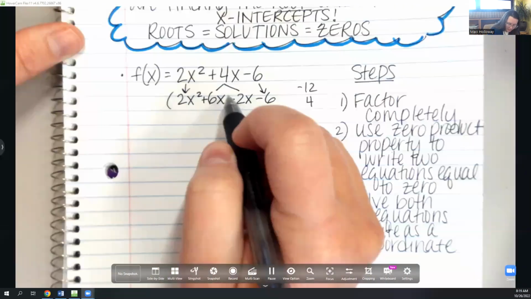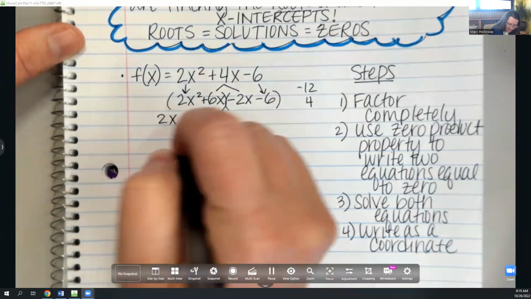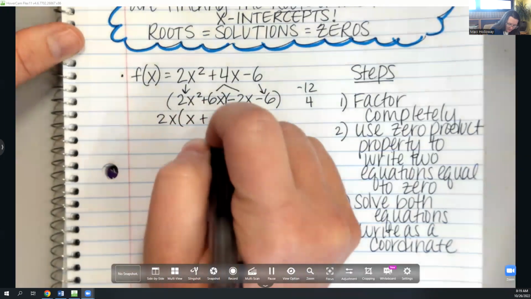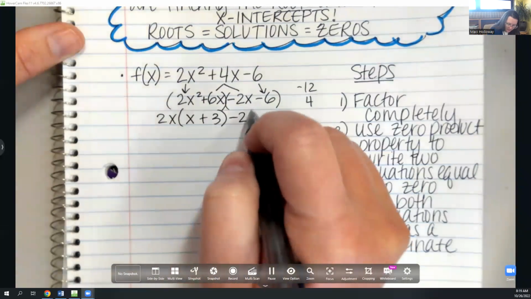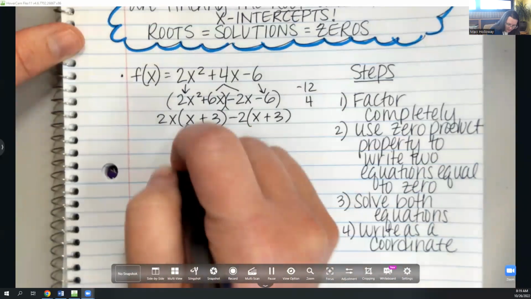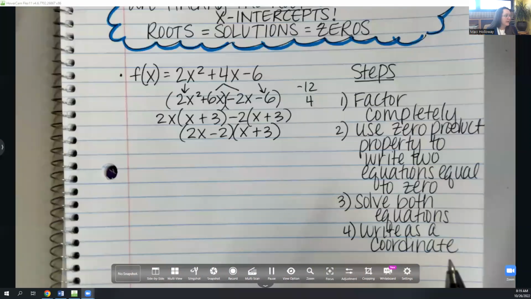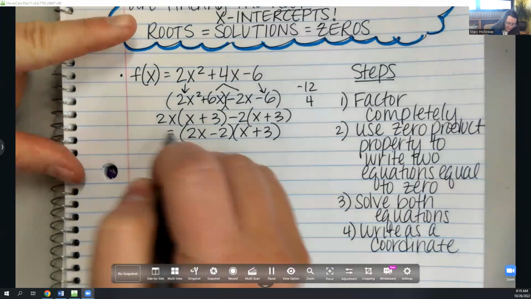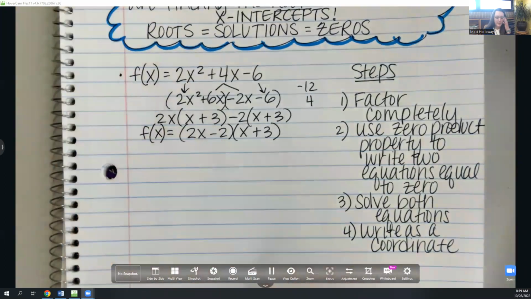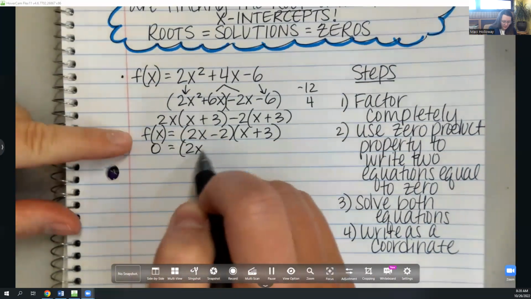And now we're going to factor by grouping. Group our first two, group our last two. I can factor out a 2x here, and we have an x plus 3. We can factor out a negative 2 here, and we have an x plus 3. So my factored form is 2x minus 2 times x plus 3. Now we have it in factored form. This equals f of x, right? But I want to know where's the x-intercept? And the x-intercept is when y is 0, right? So when y is 0, what are my roots?